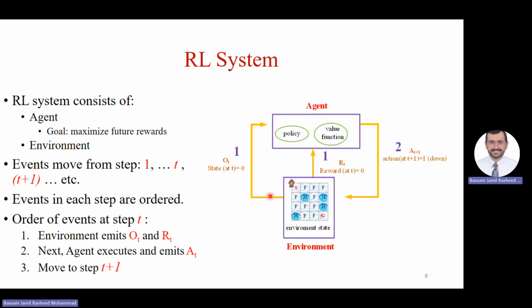Okay. All right. So here is our reinforcement learning system. We have an agent trying to maximize the future rewards, right? And events are going to move by steps. Some of this material, I'm repeating what I have discussed in previous slides, but it doesn't hurt. Events in each step are ordered, of course, and at each step, the environment emits my state or the observation and the reward. Okay, so this is going to my agent, and the agent makes its move by issuing an action. Okay, and then we move into the next step.